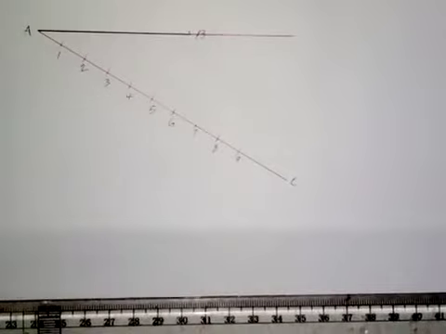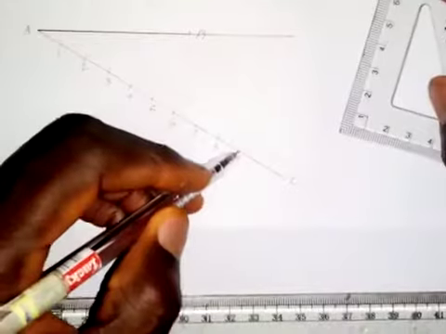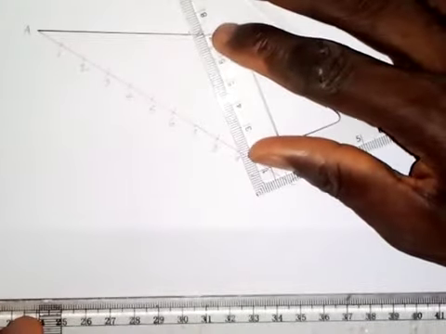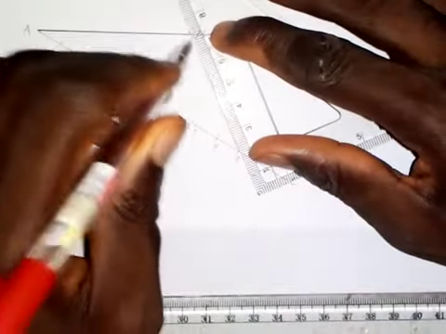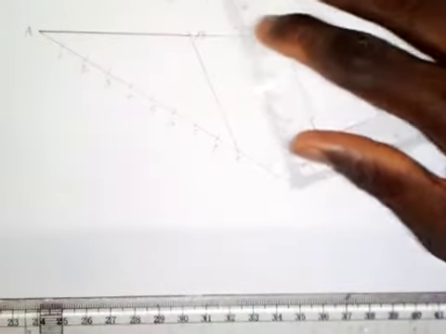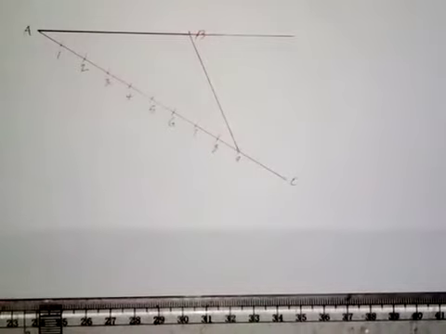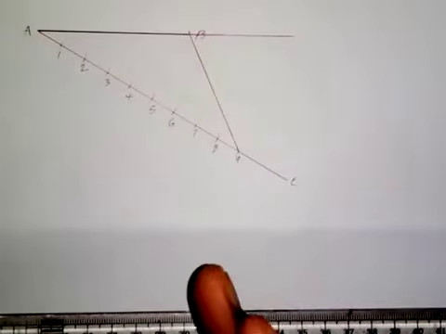So the next thing that we are going to do is to join the last division, which is this point 9, with the end of the line, that is end B of the line. So you join this together with a thin continuous line. So I use my red pen for that. If you are using your pencil, you have to make sure that this line is a faint line or a light line.